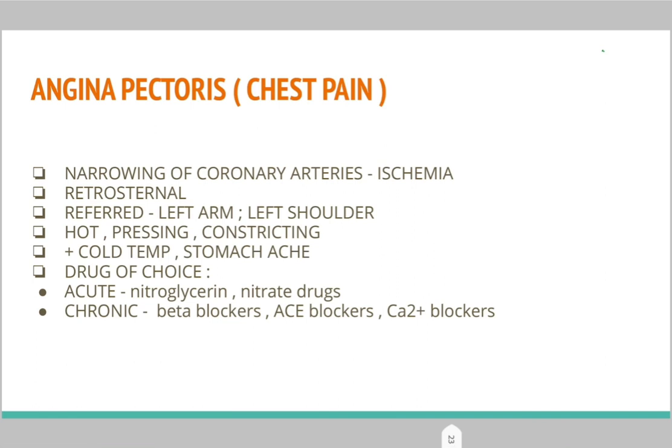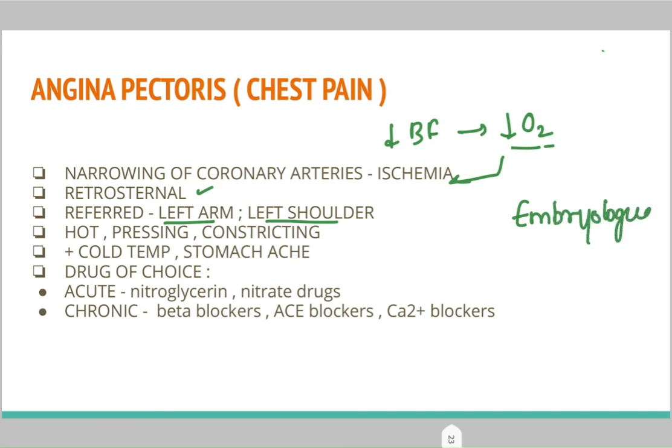Now coming to the angina pectoris or chest pain, this is due to the narrowing of coronary arteries so that the blood flow will be reduced, leading to the reduced amount of oxygen supply and the tissue will suffer from the ischemia. The pain is usually felt in the retrosternal region and it is referred to left arm and the left shoulder. But why only it is referred to left arm and left shoulder? Because the pain is usually referred to the ones which arise from the same embryological segments. And the pain is usually hot, pressing and the constrictory pain.